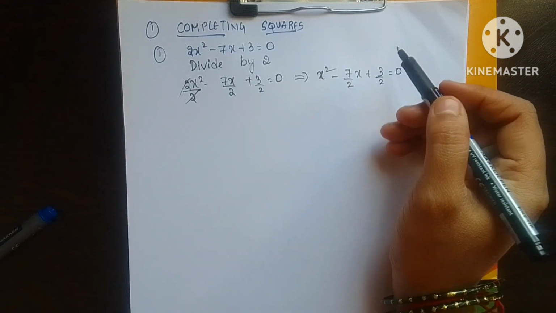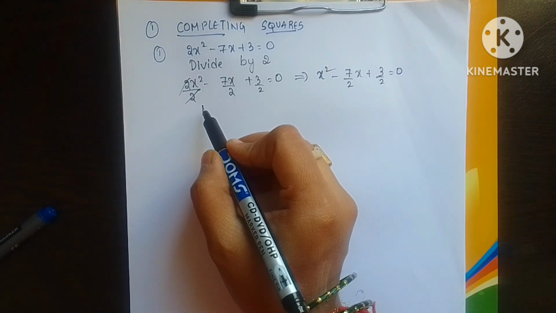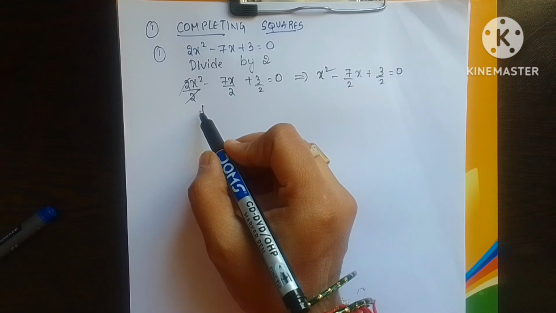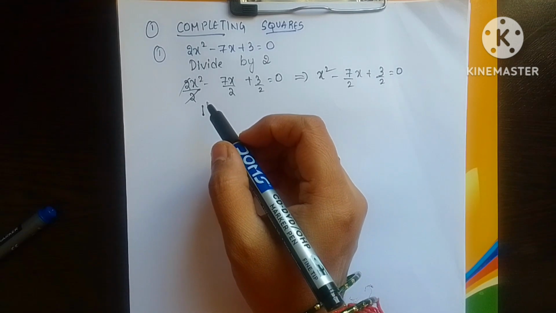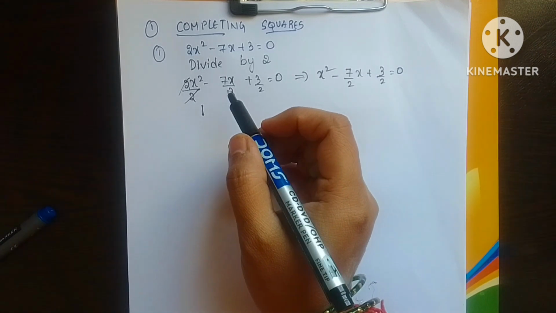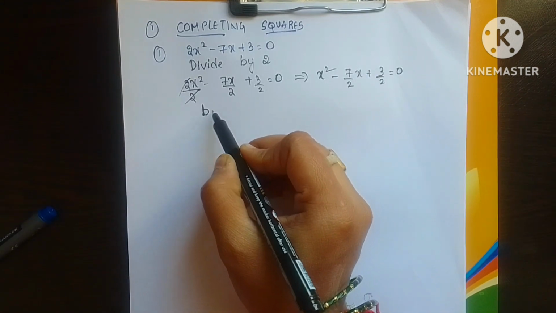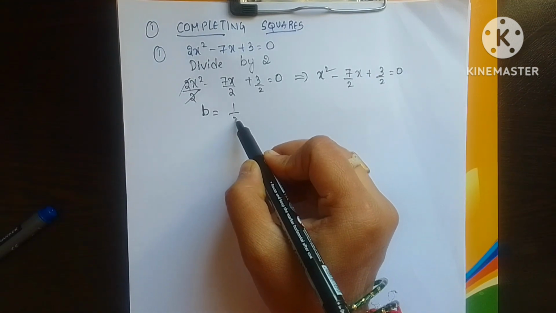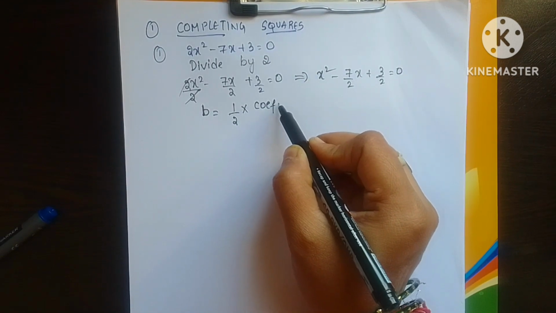And then next step is we have to take the coefficient of the x. Why we have to take the coefficient of only the x? To get in the form of a minus b whole square. So if we get in the a minus b whole square form, then we will easily find out the roots. So let us do b is equals to 1 by 2 into coefficient of x.